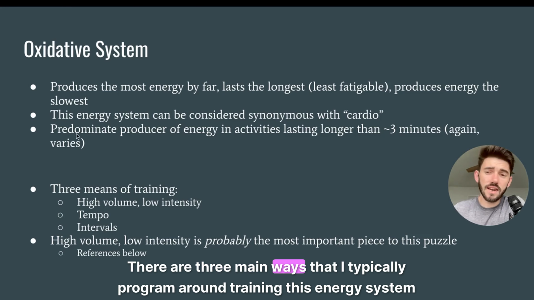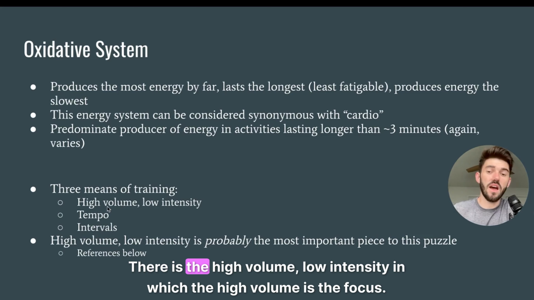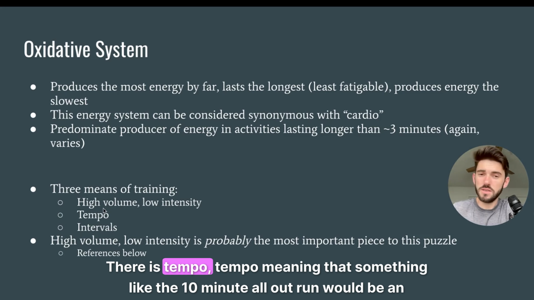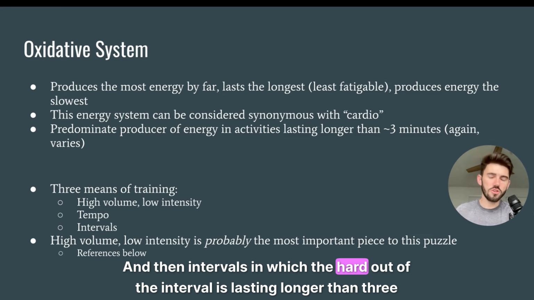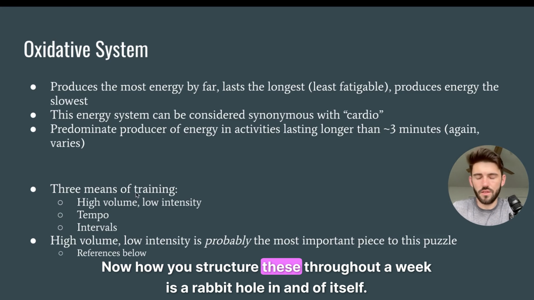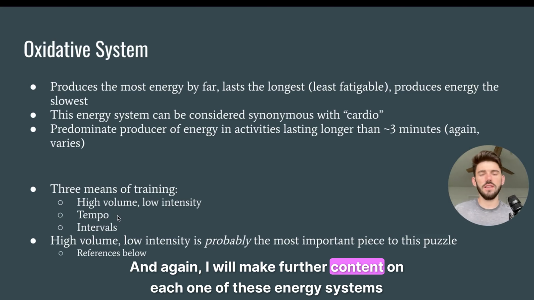There are three main ways that I typically program around training this energy system specifically. There is the high volume, low intensity, in which the high volume is the focus. There is tempo, meaning that something like the 10-minute all-out run would be an example of a tempo run. And then intervals, in which the hard bout of the interval is lasting longer than 3 minutes. Now, how you structure these throughout a week is a rabbit hole in and of itself. And again, I will make further content on each one of these systems specifically.